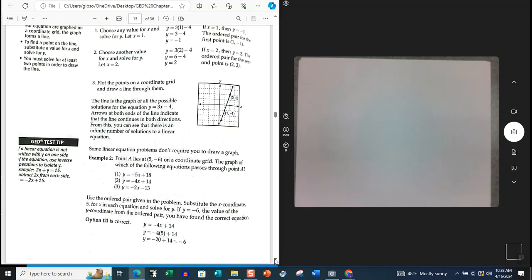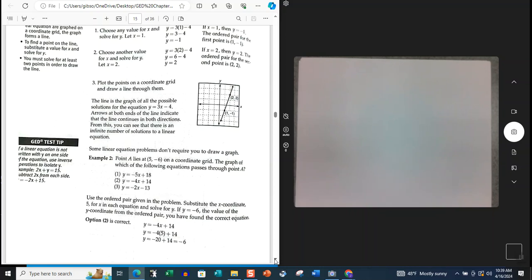So with that being said, if we look at example 2, it says some linear equation problems don't require you to draw a graph. Now it says here, point A lies at 5, negative 6 on a coordinate grid. The graph of which of the following equations passes through point A? So what they want you to do is substitute in 5 for x and negative 6 for y and see which one works.